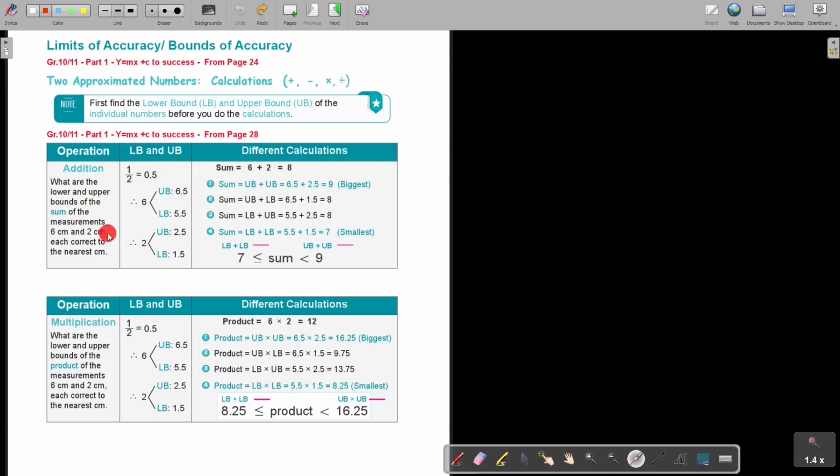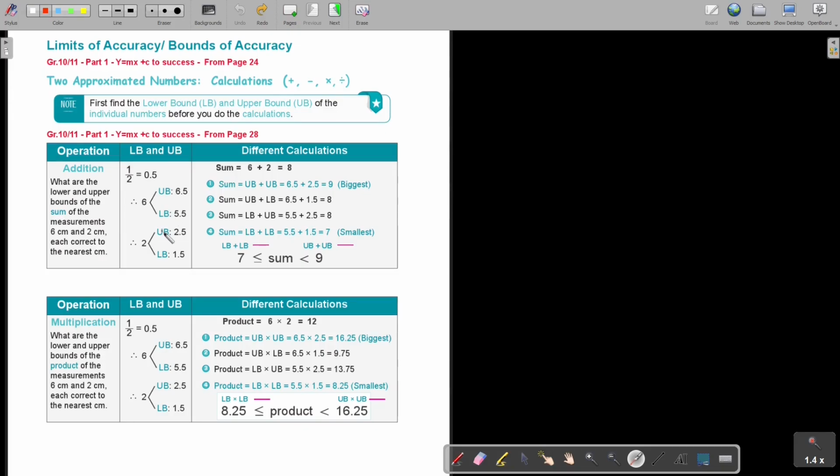But let me just refresh your memory. Say you must add two numbers. So what are the lower and the upper bounds of the sum of the measurements 6 and 2, each correct to the nearest centimeter? Now, if you just add the two numbers, it will be 8. But because these numbers are approximated to the nearest centimeter, you must say 1 divided by 2, then you find your upper and your lower bounds.